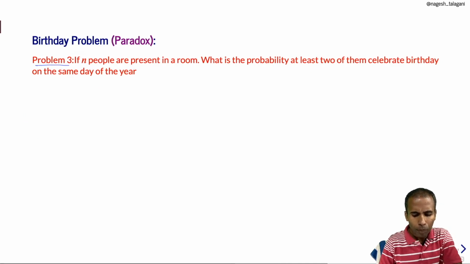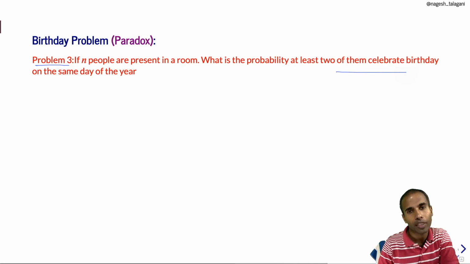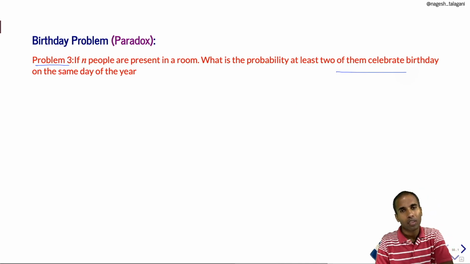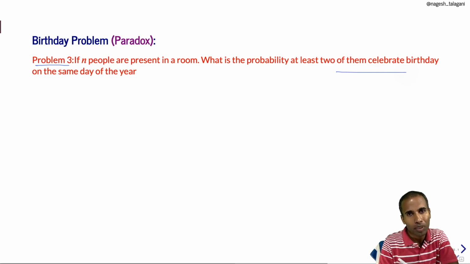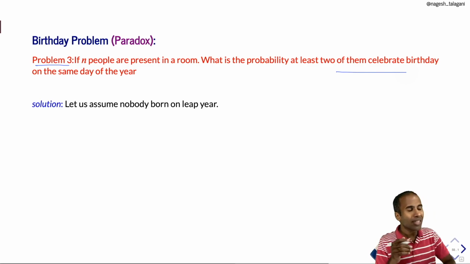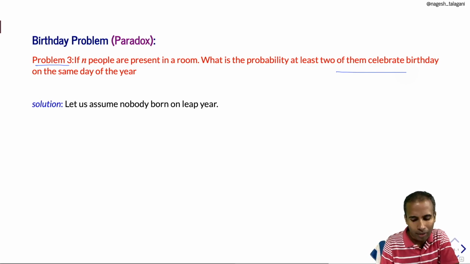If n people are present in a room, what is the probability that at least two of them celebrate their birthday on the same day of the year? First, let us assume that nobody was born on a leap year.